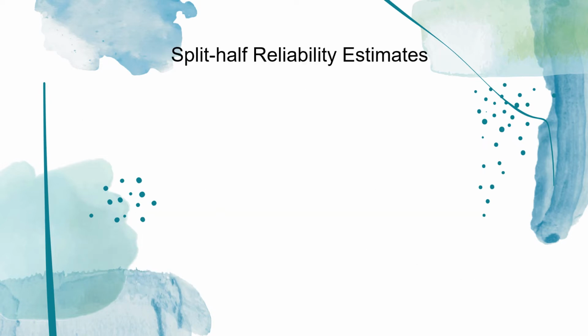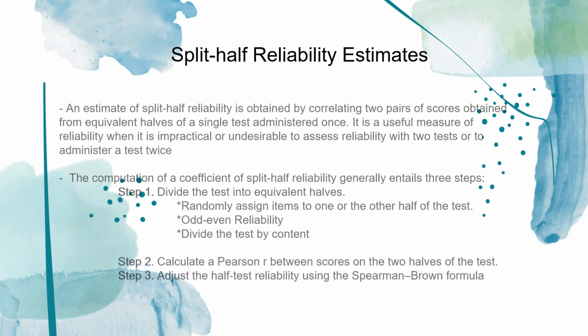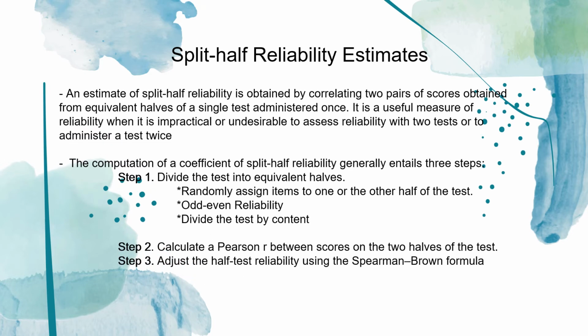Next is split half reliability estimates. An estimate of split half reliability is obtained by correlating two pairs of scores obtained from equivalent halves of a single test administered once. It is a useful measure of reliability when it is impractical or undesirable to assess reliability with two tests or to administer a test twice. The computation of a coefficient of split half reliability generally entails the three steps.